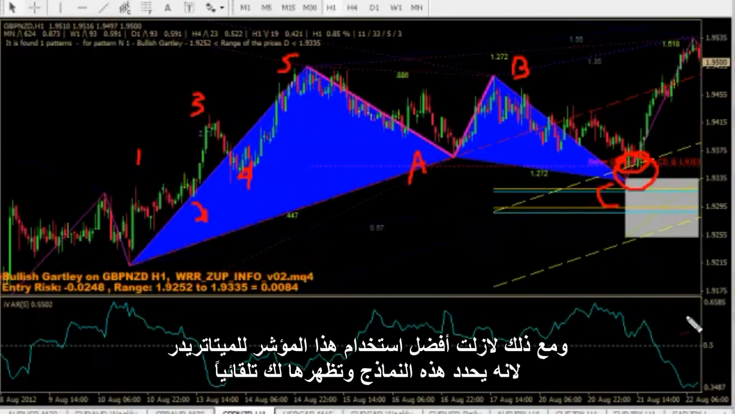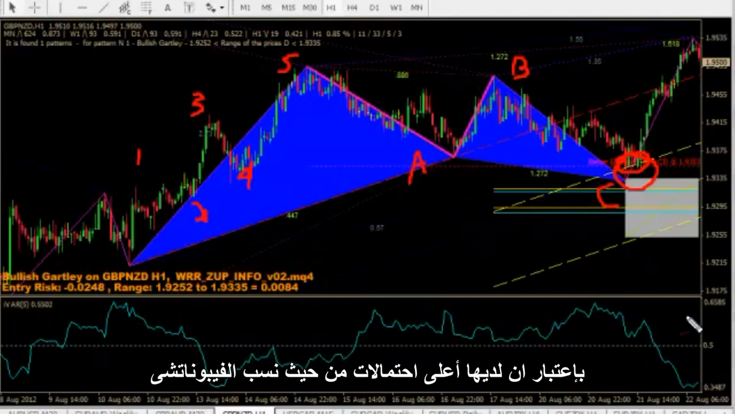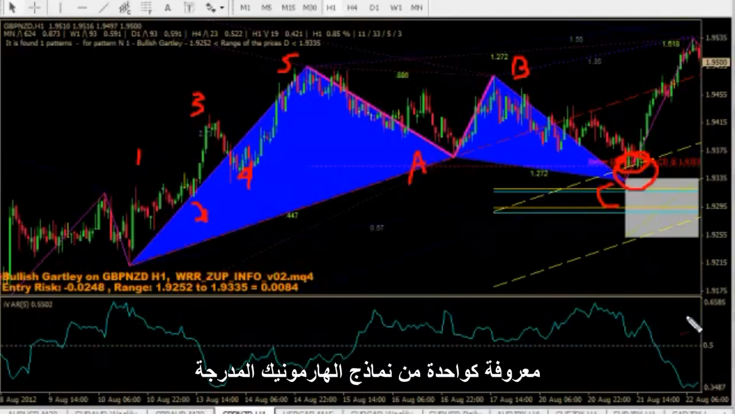However, I still love to use this harmonic plugin for MetaTrader because it identifies these patterns for you and shows you automatically that these are the patterns that stand out as having the high probability Fibonacci ratios, known as one of the cataloged harmonic patterns.